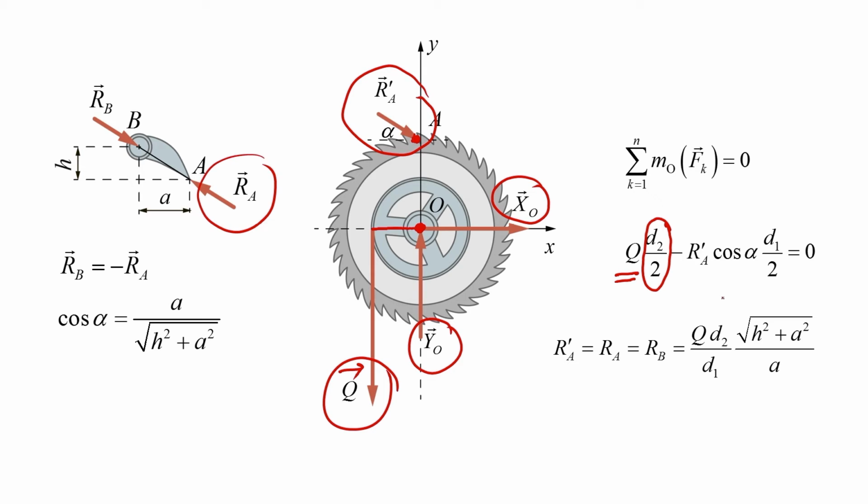To find the moment of the force RA with respect to the point O, let us resolve it into two components. The component RAY and the component RAX. The line of action of the component RAY passes through the point O, so its moment is equal to 0 with respect to this point.